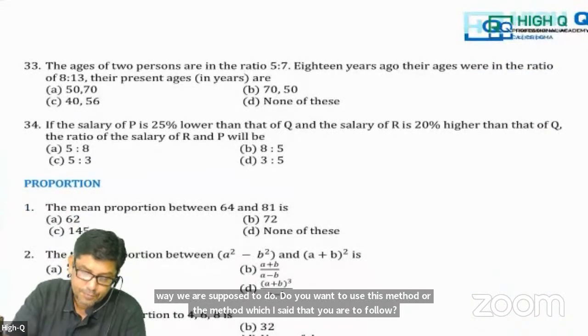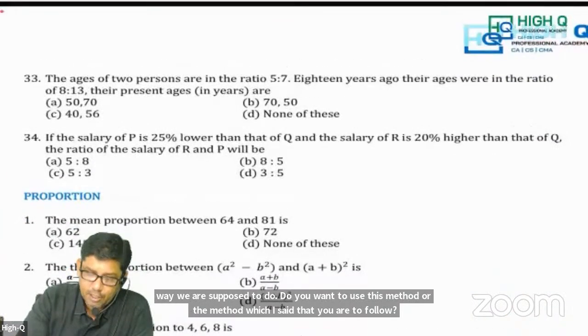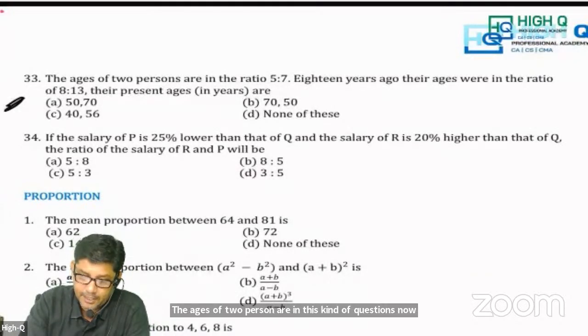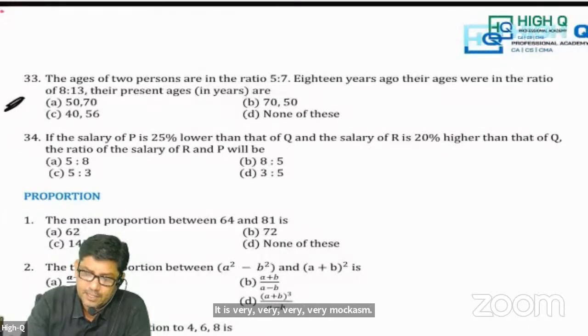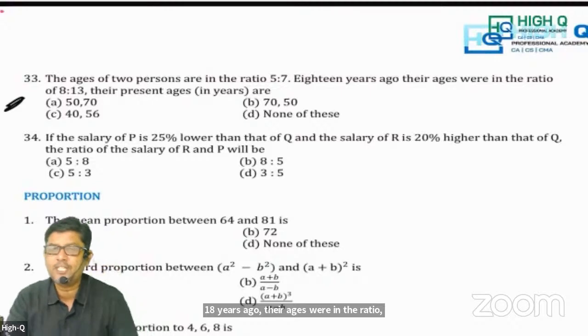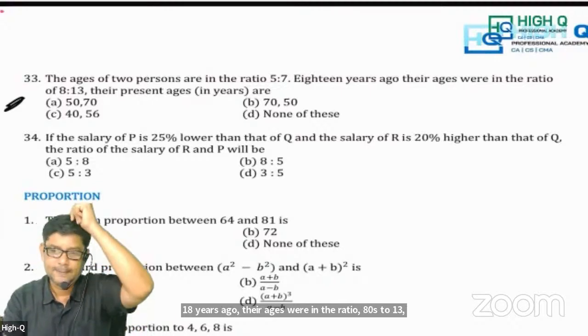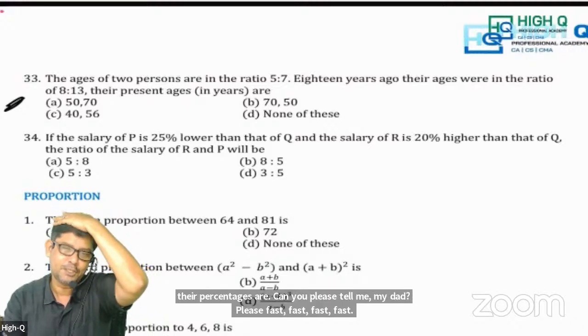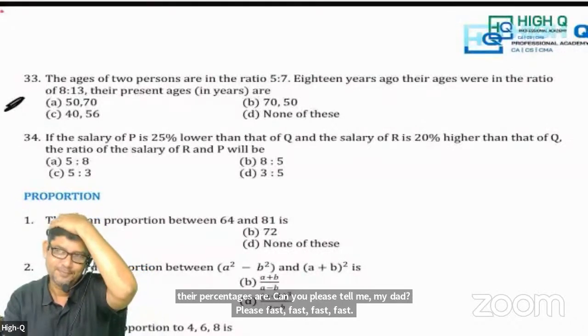Next step: the ages of two persons, in this kind of questions now. Please, I want you to give me the answer, my dear. It is very tough. The ages of two persons are in the ratio 5 is to 7. 18 years ago, their ages were in the ratio 8 is to 13. What are their present ages? Can you please tell me, my dear? Please, fast. You're taking too much time, man. I'm losing my patience. Option A.